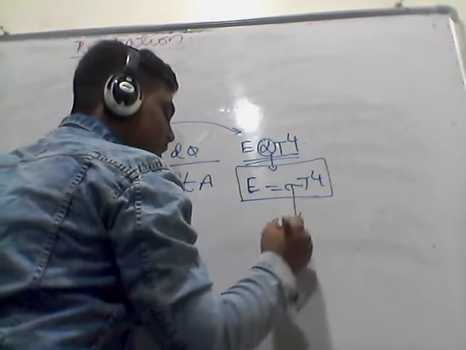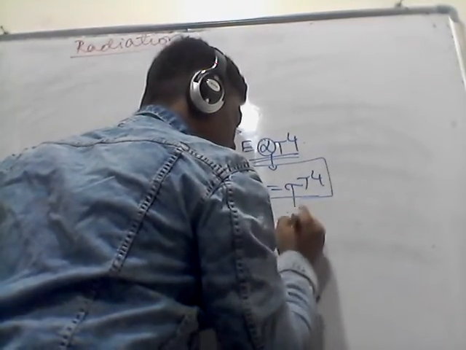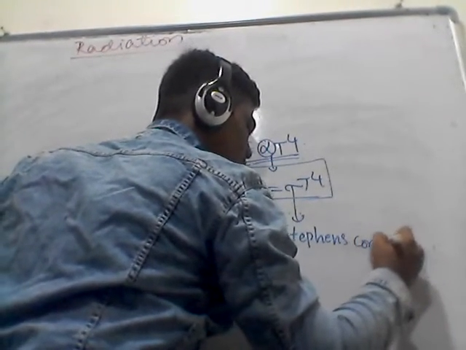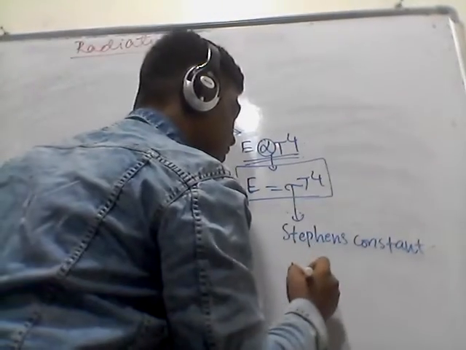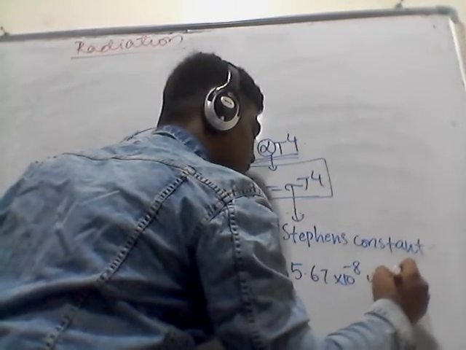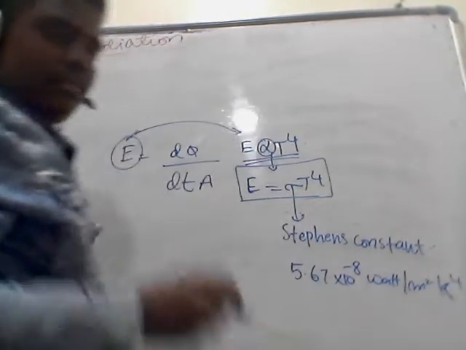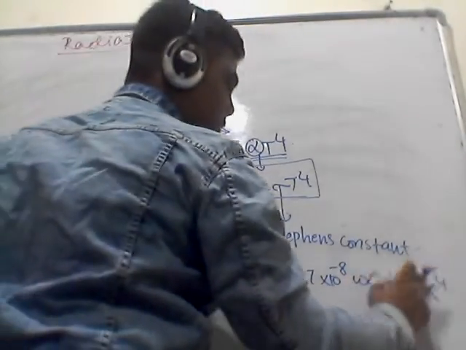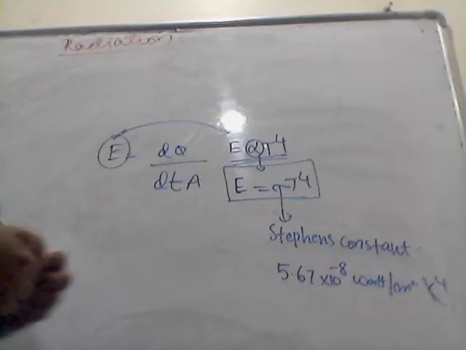Here sigma is called Stefan's constant, and as it is a constant we have a fixed value for this, 5.67 times 10 to the power of minus 8 watt per meter square Kelvin power 4. We will see how we got these units, watt per meter square Kelvin power 4, in a couple of minutes.